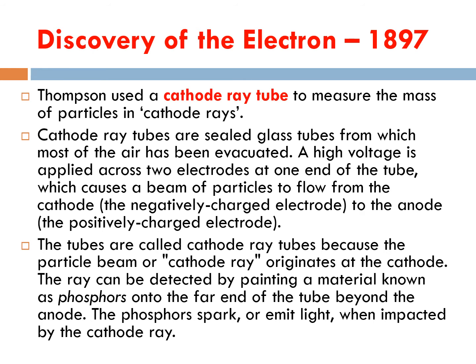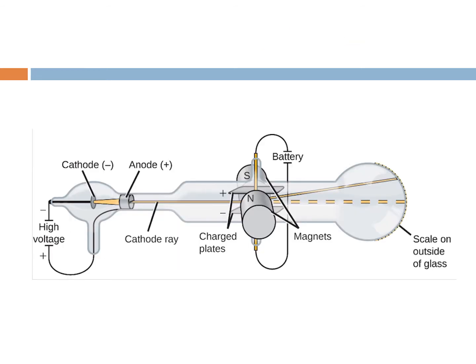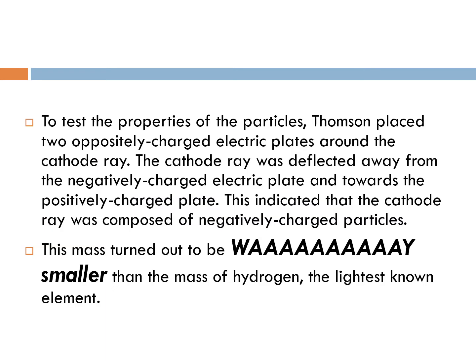if you will. So the phosphors spark or emit light when impacted by the cathode ray because they absorb energy and then they release light, or energy in the form of light. I had it backwards. So this is a diagram of what it looks like. When we're in class, I'll show you a video detailing this.